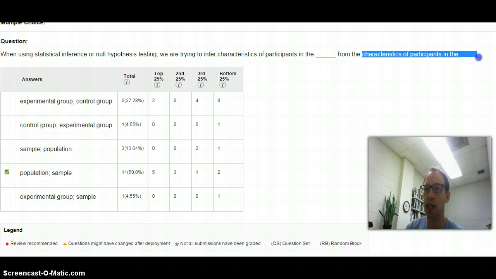We're looking at the characteristics of the participants in the sample. But what we really care about when it's all said and done is the population. That's what research is, inferential research, looking at a small scale and then extending it, generalizing it out to a bigger scale that would affect people even who aren't in the sample.